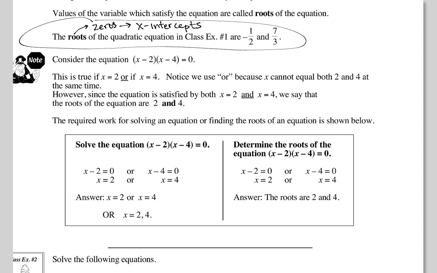So you have the equation x minus 2, x minus 4 in a product factored form is equal to 0. The two solutions to this equation, because there's two solutions, what would make the left-hand side 0? If x was 2 or if x was 4. And you don't use the word and because x can't be simultaneously 2 and 4. You use the word or.